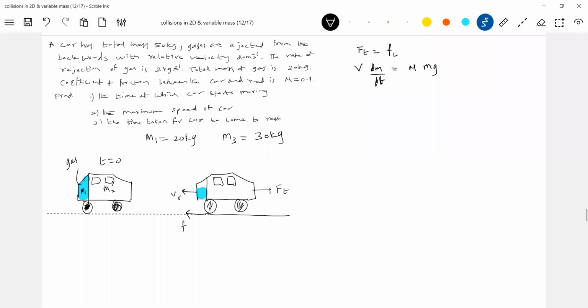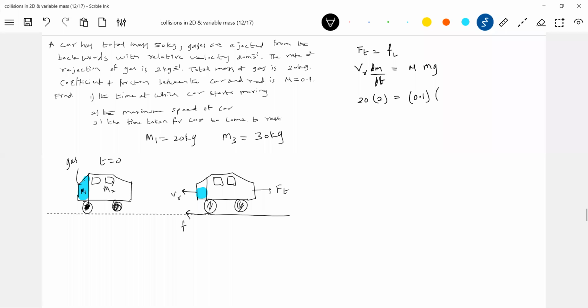So what is VR? It's the relative velocity from the backward, a relative velocity of 20 meters per second. This we know. The rate of rejection of gases, so shall I write that dm by dt is 2, all of you? dm by dt is 2. Then mu is how much? 0.1.